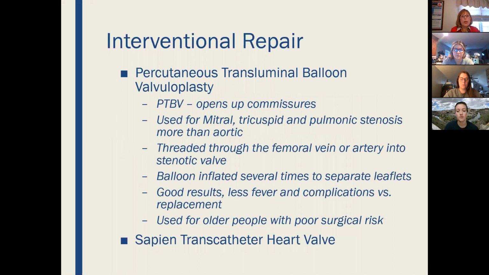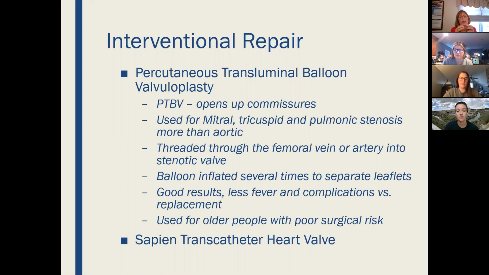All right, so interventional repair. Well, we have some cool things we can do. Not me, not you, but some cool things medicine can do. One of them is a percutaneous transluminal balloon valvuloplasty. And this was really pretty gutsy when they developed this, because when we go into it and I show you pictures, for someone to come up with this idea and say, this will work, I don't know who the first people were that tried it. They had to really be pretty brave. But anyway, it opens up the commissures.